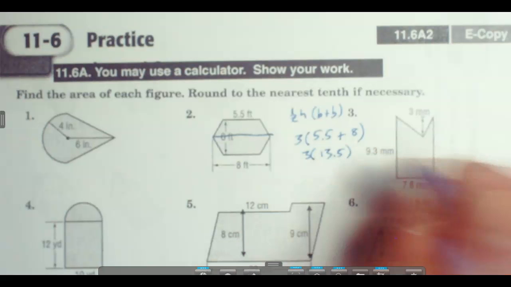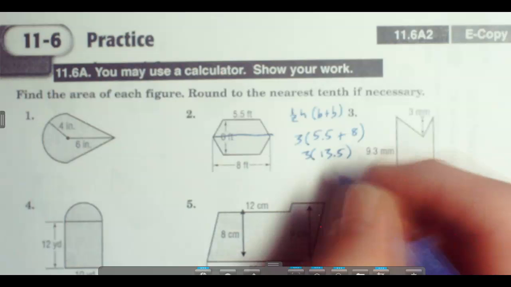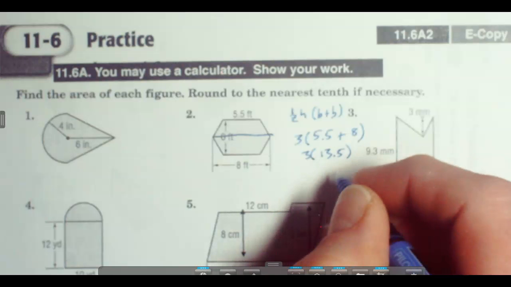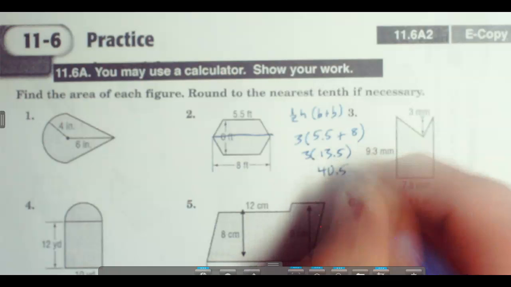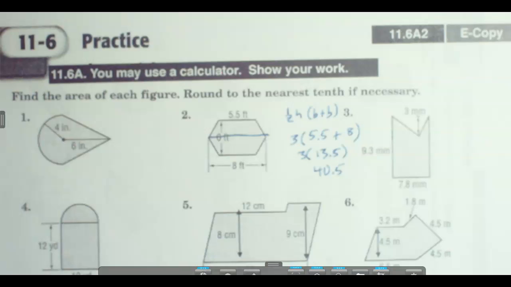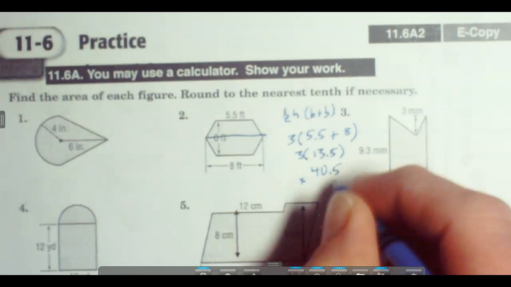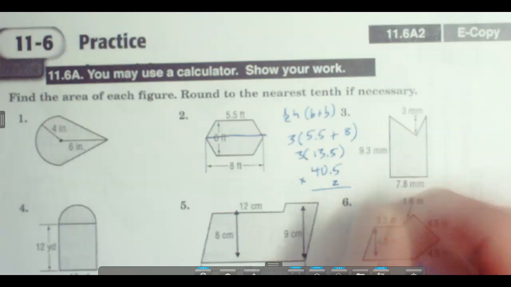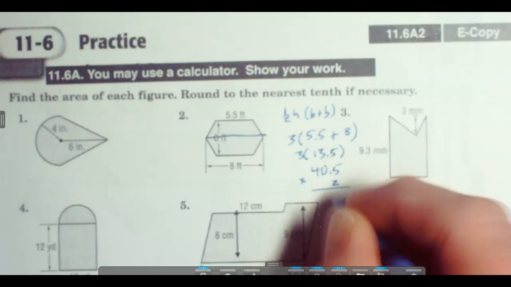3 times 13 is 39. 3 times 0.5 is 1.5, so this would be 40.5. And then that would be for the top, but we have to take that times 2 to double that. So 40 times 2 is 80, plus the extra half, so I got 81 on this one.